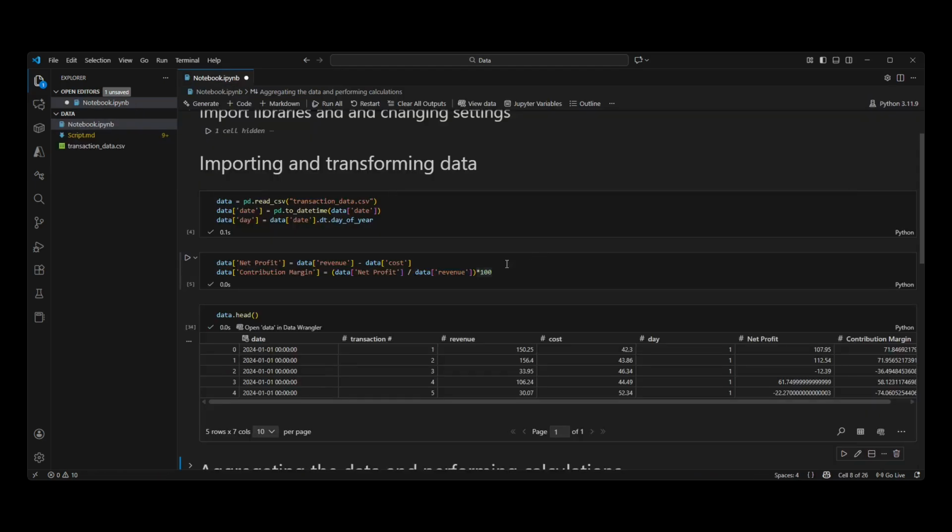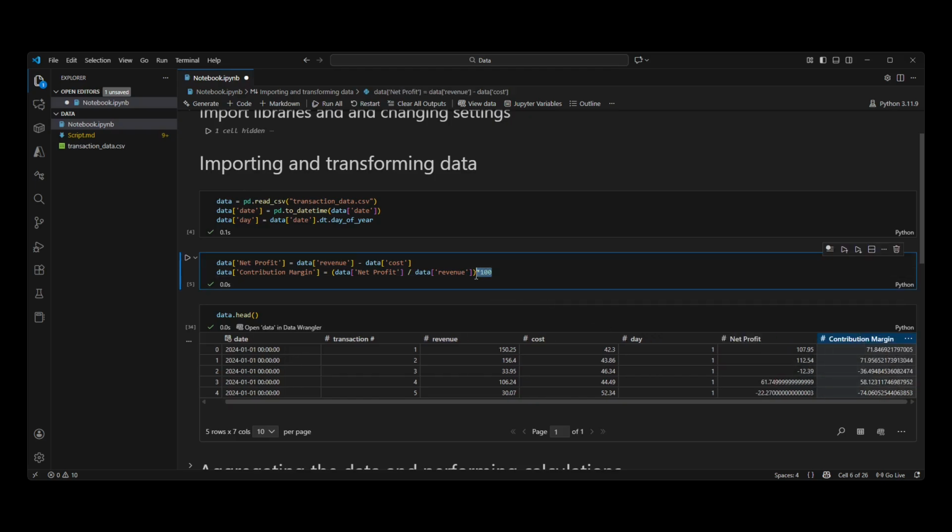Now, before any model training is done, I had to import the data and do some transformations. I had to fix some of the data formats so that it could be analyzed, such as the date. I performed some calculations so I could have a net profit column, because that's a helper column to help me calculate the margin, as well as contribution margin, and that was multiplied by 100 so that it would be 71.84% rather than 0.7184. I also added a day column for day of the year, so that'll go from day 1 to day 365.